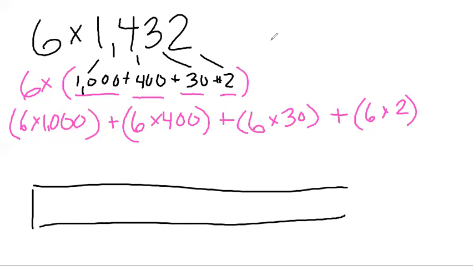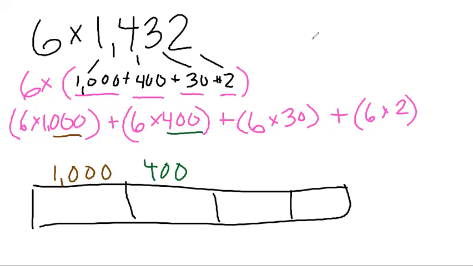On my rectangle, I have 1, 2, 3, 4 numbers, so I need to have 4 spaces. All right, so each top of each box is our number. So I'm going to have 1,000 in my first box. My second box represents the 400. Just place value. The third box is going to represent my tens. And the last box is going to represent my ones, which is just a 2. Each one of those, I still have to go back and multiply times 6.